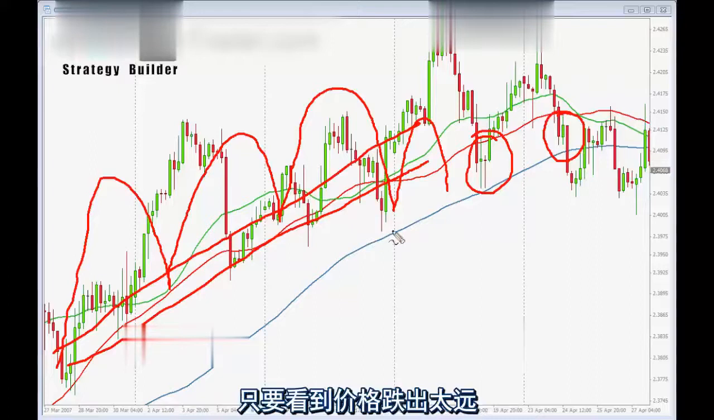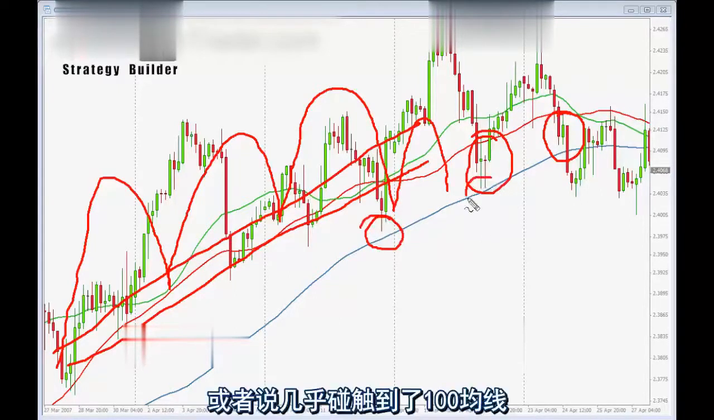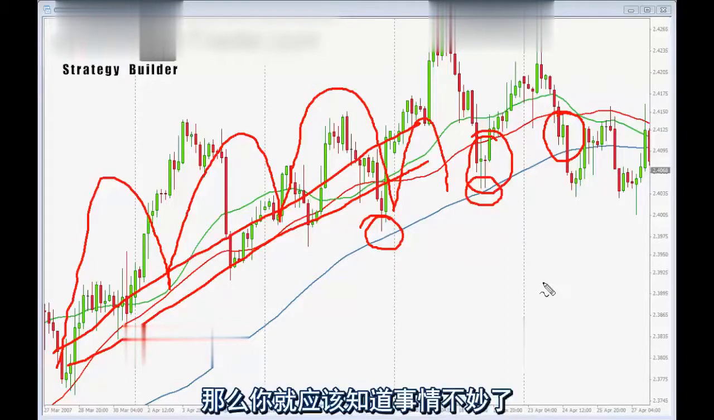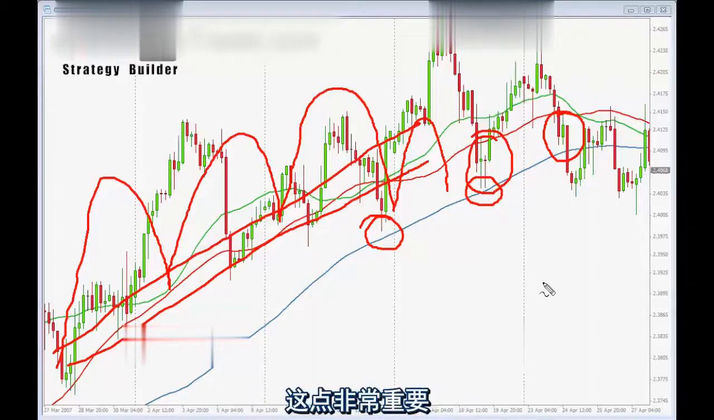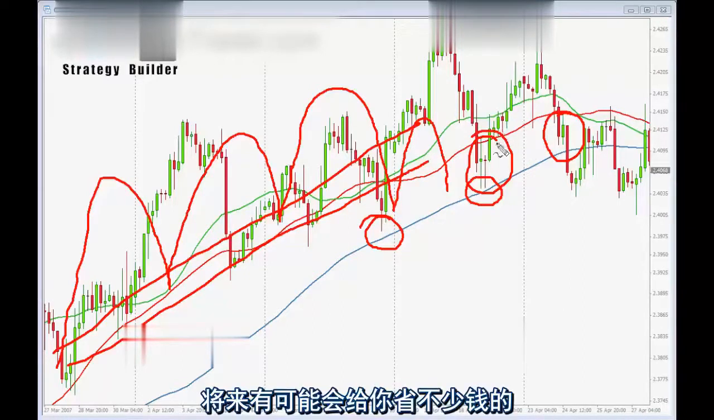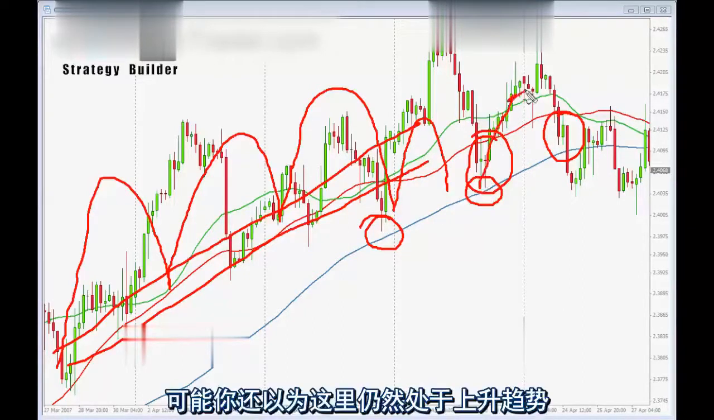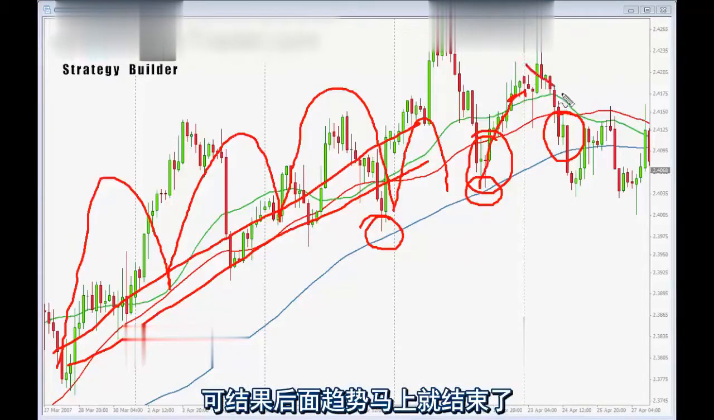Okay, as soon as you see price diving all the way down, or almost all the way down to the 100, you see that something is not quite right. Okay, guys, keep an eye on that. It's important. It might save you from entering trades. Okay, you might think that this is still an uptrend, and in fact, it was the end of the uptrend.